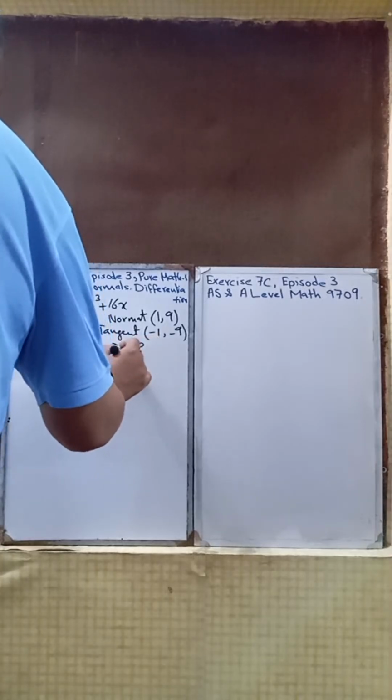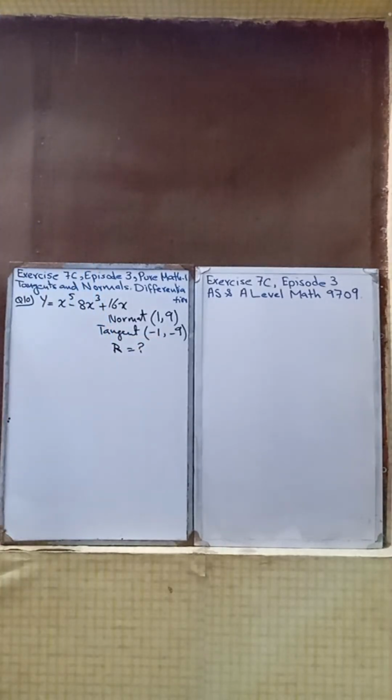Listen carefully to the question. A curve has an equation y equals x raised to power 5 minus 8x cubed plus 16x. The normal at the point P, which is (1, 9), and the tangent at the point Q, which is (-1, -9), intersect at the point R. Find the coordinates of R. So this is the basic question they are asking us.